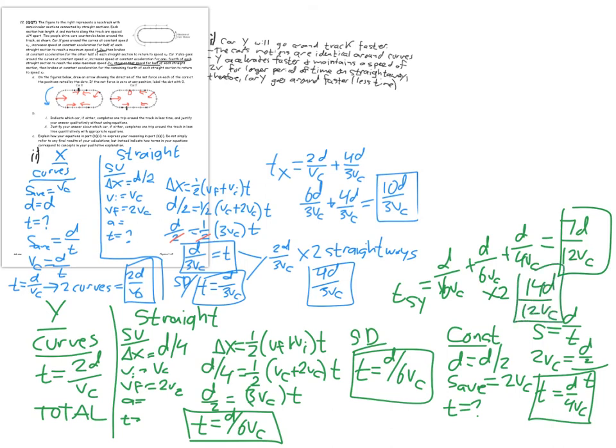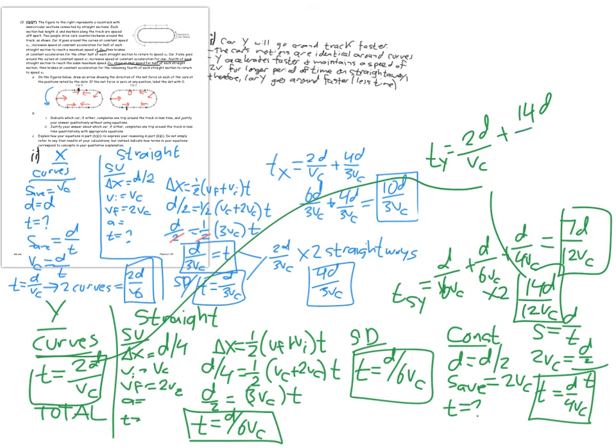If we combine that with our total time for the curves, putting those two times together, I know we're getting a little messy here. We have 2D over VC plus 14D over 12VC. I'm going to multiply top and bottom of this fraction by 12 to get a common denominator there. So we end up with 24D plus 14D over 12VC, which ends up being 38D over 12VC, which we can simplify to 19D over 6VC.